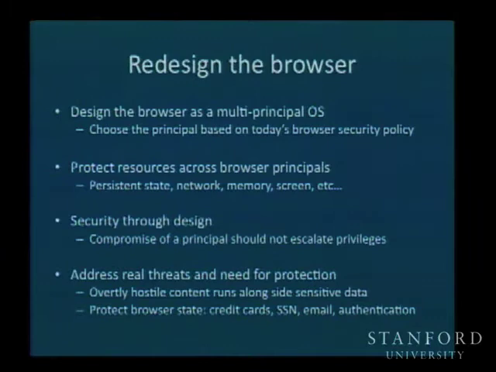And we also have this idea that the browser has persistent state. So we see this with cache, cookies, and various other things. But credit card numbers, social security numbers, emails, and authentication all appear sometimes in cached values and cookie values, laying around for attackers to later harvest.